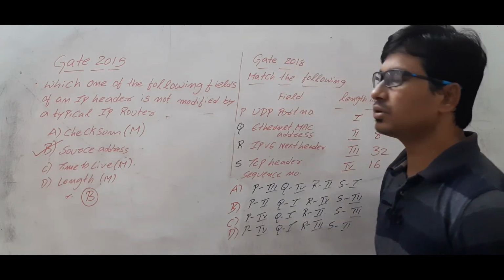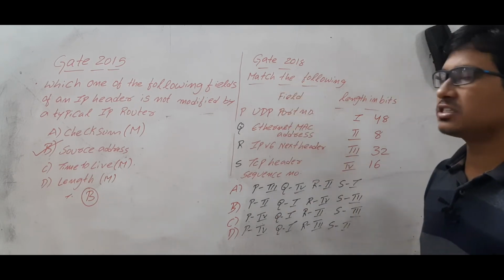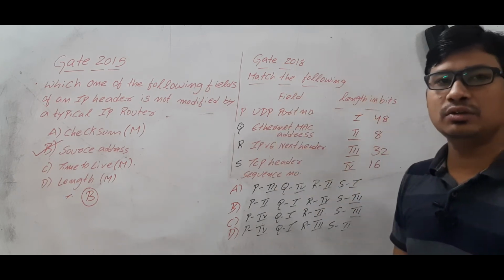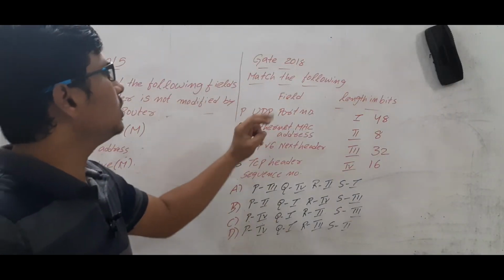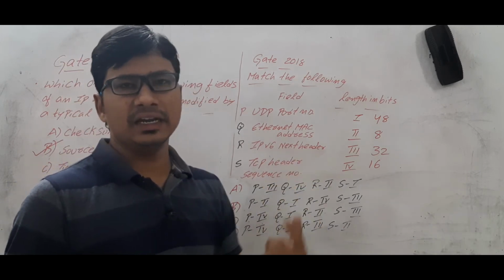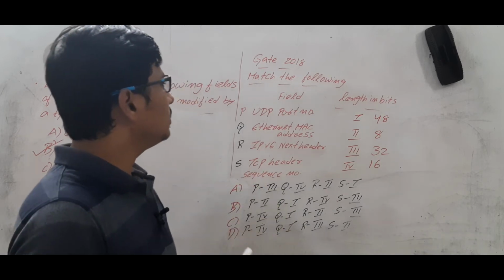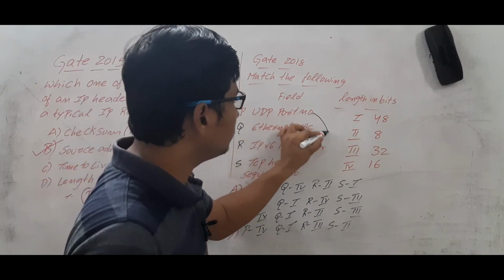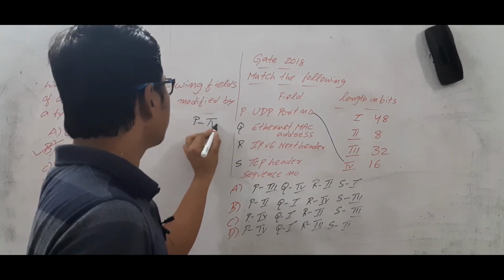Now let me discuss the next question, which came in the year 2018. They have asked to match the following. They have given certain fields and lengths. We need to find which one matches with what. Now they are asking about the UDP port number. In UDP, we have two port addresses: the source port address and the destination port address. Already I have discussed that the port number is 16-bit. So it consists of 16-bit information. So for P, the matching one is 4.